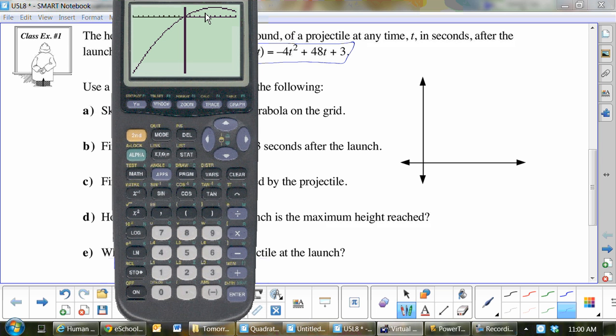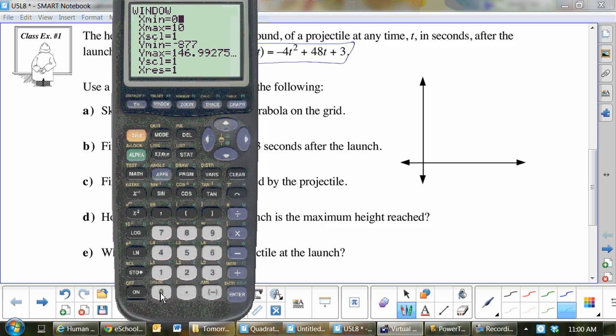Okay? Now, this is what they said, seconds, time. This is height. So we don't need the negative time, because unless you have a DeLorean, you don't need to worry about the negative time. Okay? So let's go back to our window settings and change our x min to 0. And for y min, because at negative time, whoever kicked the projectile or barfed it or whatever probably wasn't in the ground. Because that's what y is. So we're going to make y min 0. And then we can hit graph.